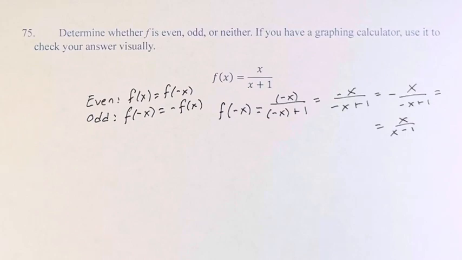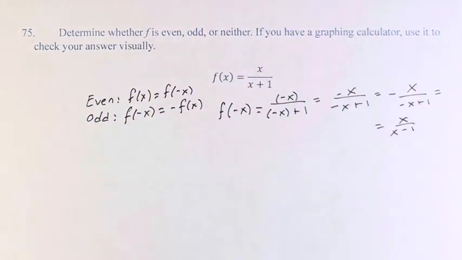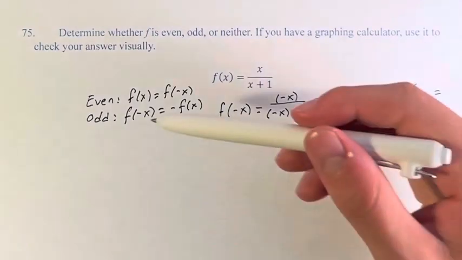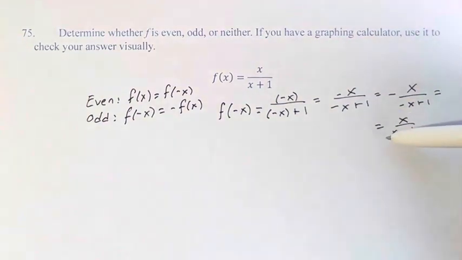Now, is this equal to f of x or negative f of x? Well, let's find out. Is it equal to f of x? No. X over x plus 1 is not equal to x over x minus 1. The numerators are the exact same, but the denominators are different, therefore it's a different fraction.